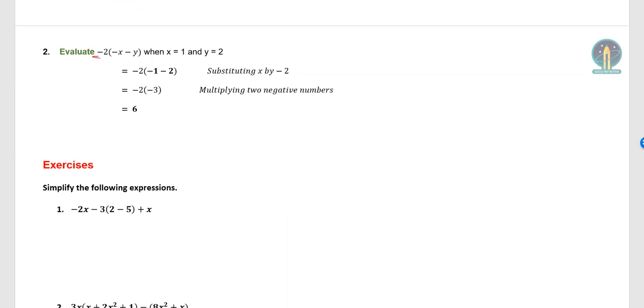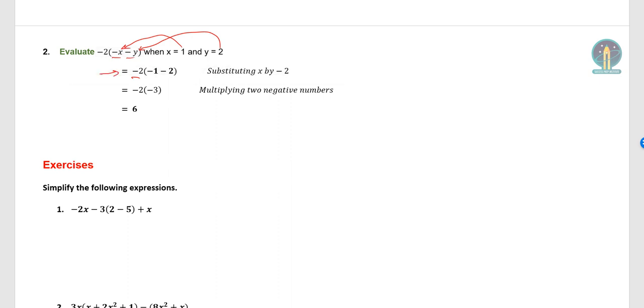Evaluate minus 2, parentheses, minus x minus y, when x is 1 and y is 2. So again, the first step is to substitute for the variables. Wherever I see x, I'm going to substitute 1. Whenever I see y, I'm going to substitute 2. So I'm going to have minus 2 and then parentheses minus 1 minus 2, because x is 1 and y is 2. And then just carry over the negative signs as is in this case. This one and this one.